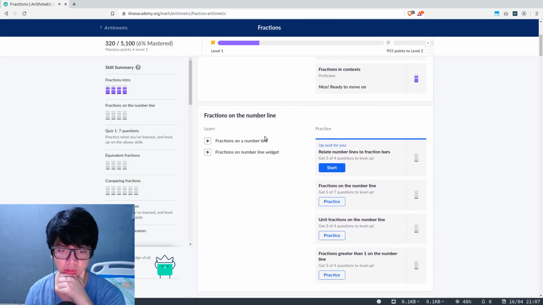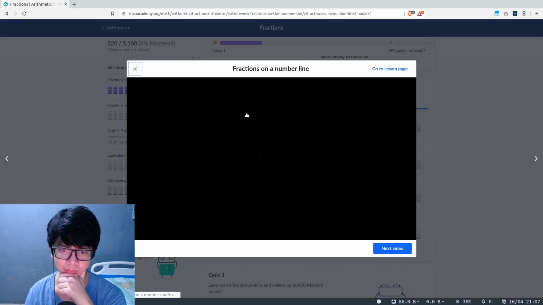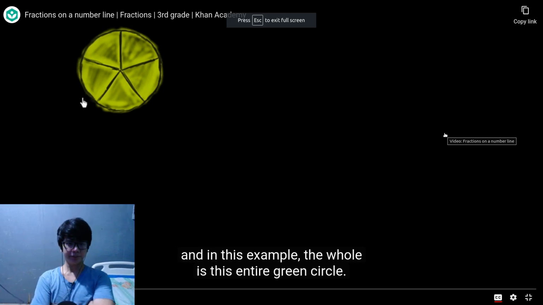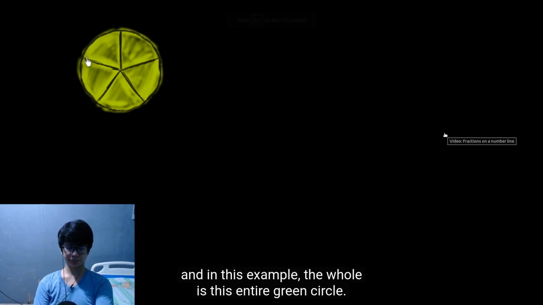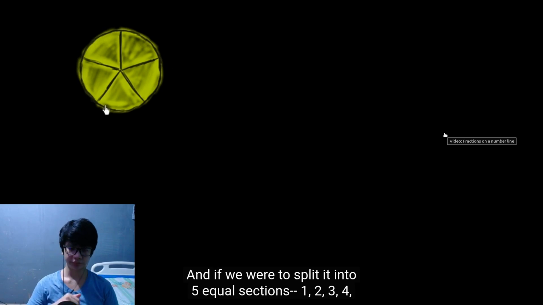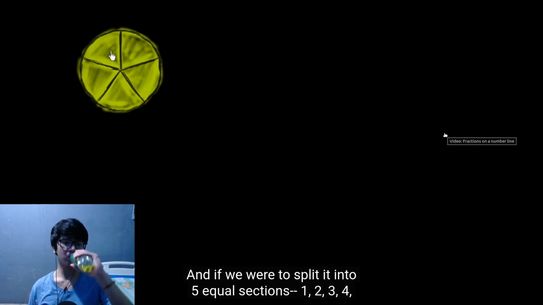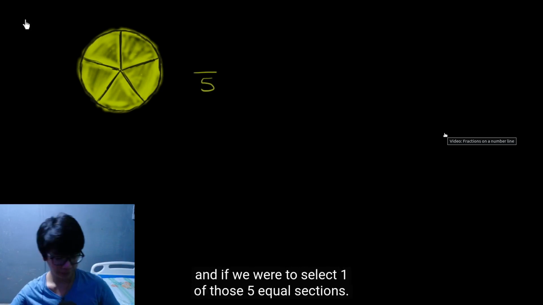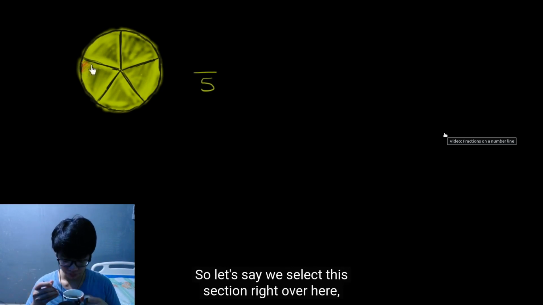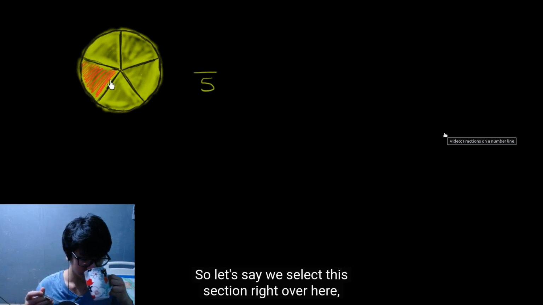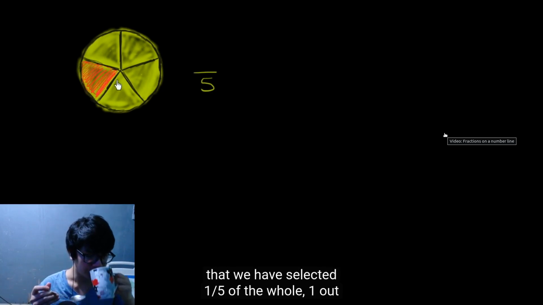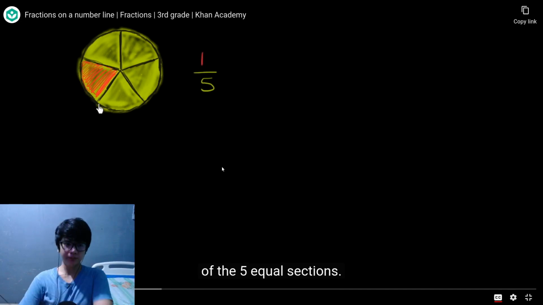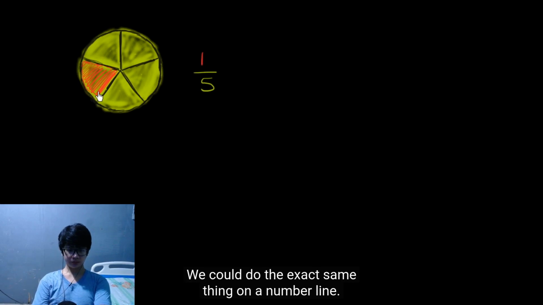Cool. Fractions on a number line. We've already seen that if we take a whole, and in this example the whole is this entire green circle, and we split it into 5 equal sections, 1, 2, 3, 4, 5, and select one of those 5 equal sections, let's say this section right over here, then we have selected 1/5 of the whole, one out of the 5 equal sections.